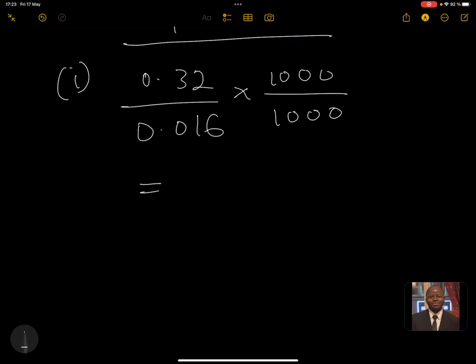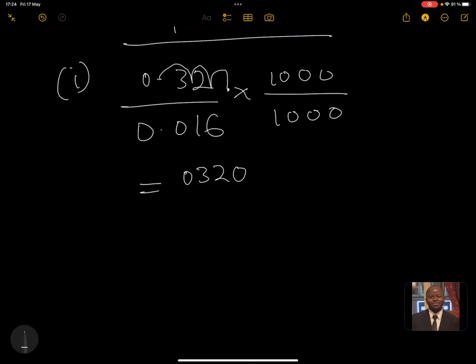So when you multiply 0.32 by 1,000, the major reason why we are multiplying with multiples of 10 is the fact that it is so easy to deal with multiples of 10. You just need to shift the point in accordance with the number of zeros. We have 3 zeros here, so 0.32 times 1,000 will be shifting this point 3 times.